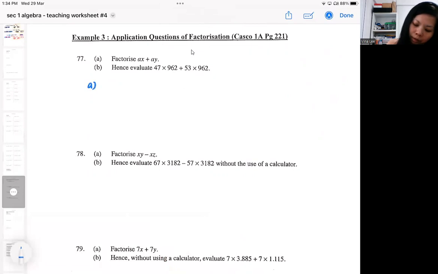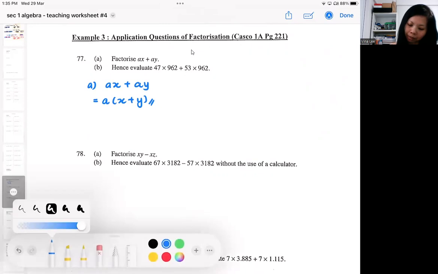In application questions, the first part is always a very basic factorization. If they ask you to factorize this, by now you should be able to see that A is a common factor, and you should be able to factorize it out with not much issue. The trick is on the hence part.